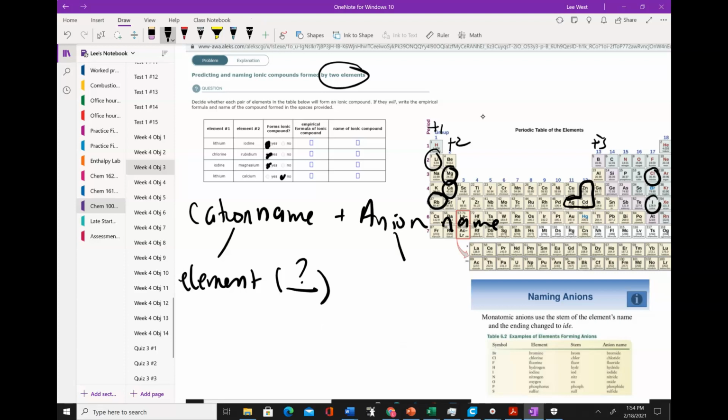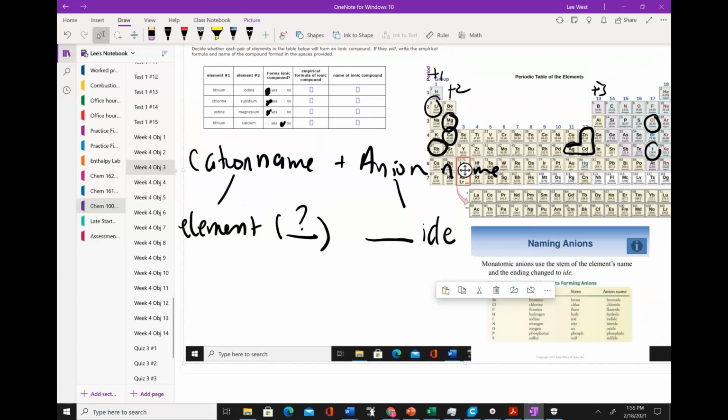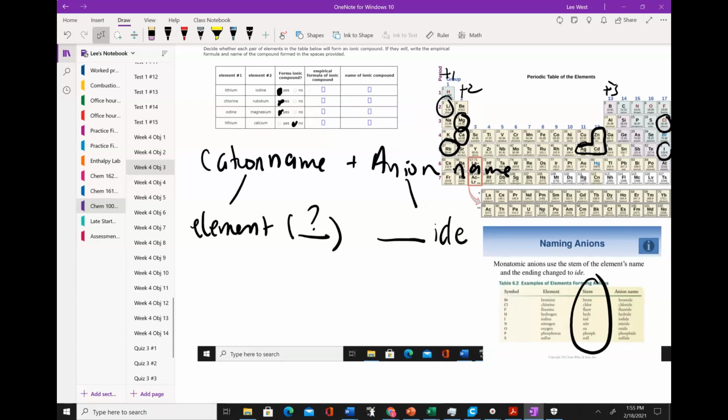Now when it comes to naming monatomic anions, we just take the stem name, which is why I've got the list of stem names here, and then you add the ending IDE to the end. So you probably want to get a list of these stem names, and you can get those off the internet, or you can take a photo of your book and save it as a PDF, whatever. But you want to get one of those lists. Okay, so let's have a look at this.